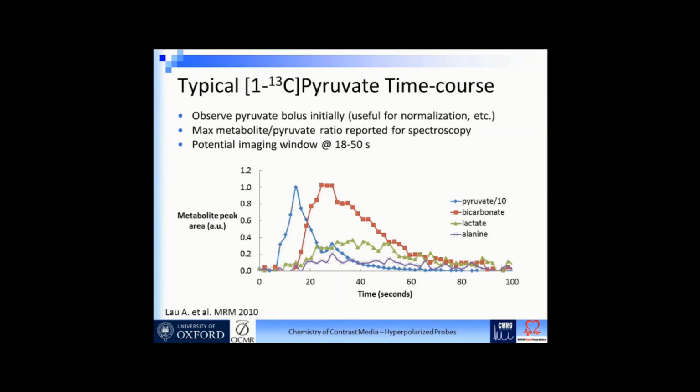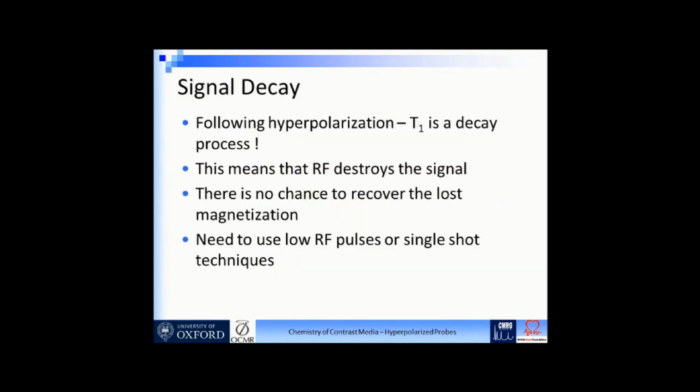So you can use the pyruvate bolus as a normalization step to give you an idea of the polarization that you achieved in the first place, but also its decay rate. And then you can see its metabolic conversion into the downstream molecules. But you see this very, very enhanced signal window here from 18 to 50 seconds after injection, which gives you a potential window for metabolic imaging and imaging of these hyperpolarized tracers.